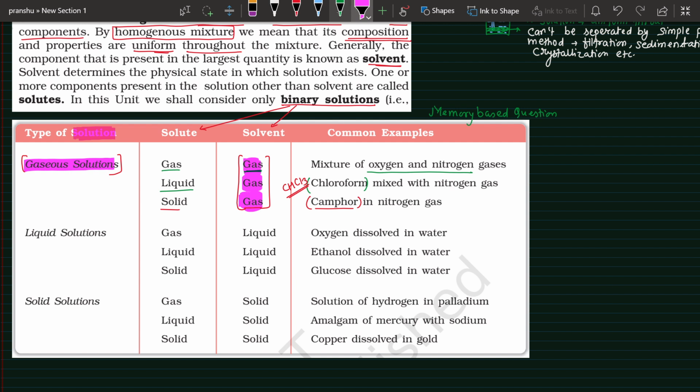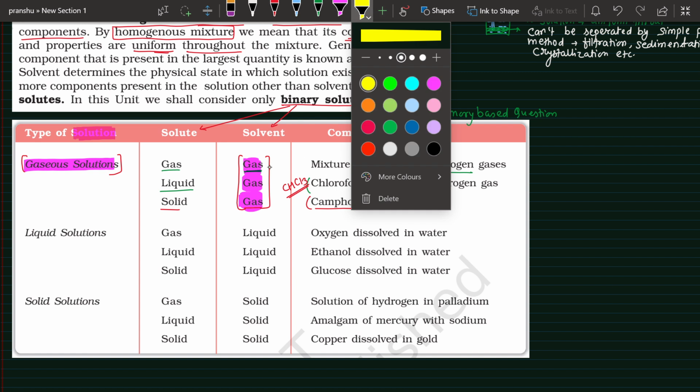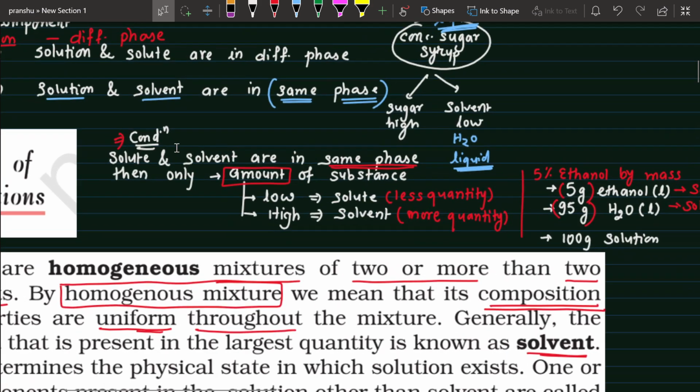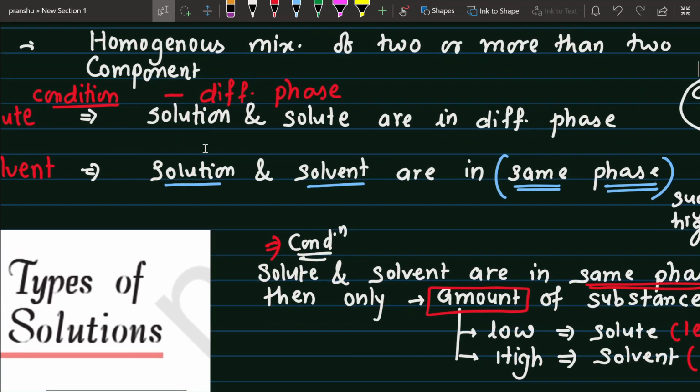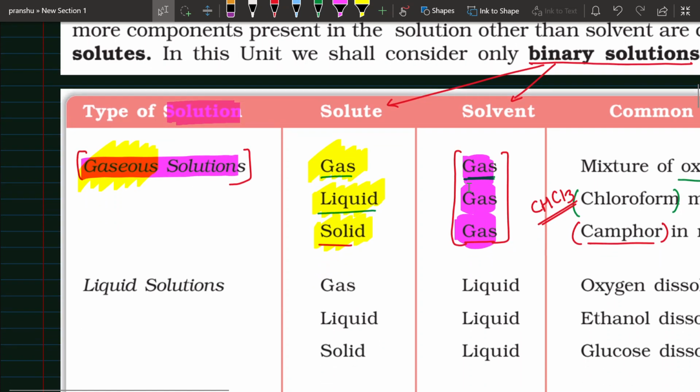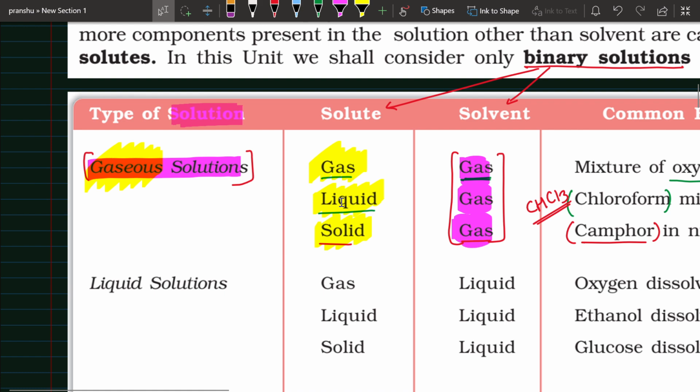Therefore I say the solvent and solution have the same phase, but the solvent is always gaseous. In the case of the solute, it may be gas, it may be liquid, it may be solid. Therefore, we define the solution by this term: solution and solvent are in the same phase, but the solute may be in a different phase or maybe in the same phase.